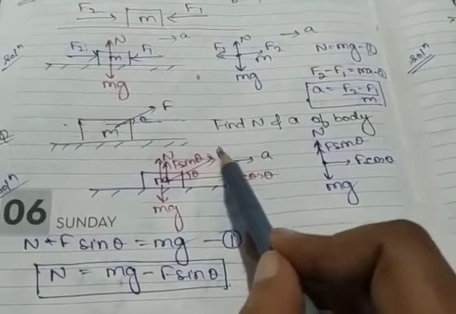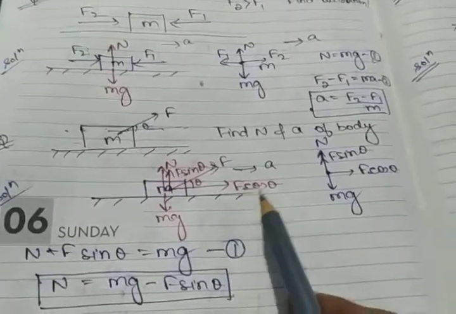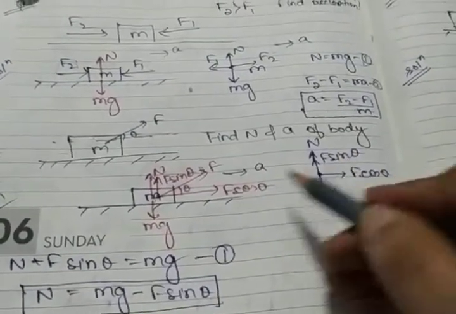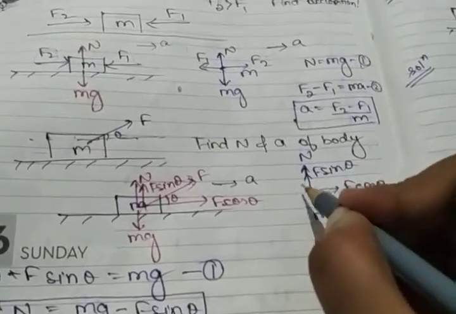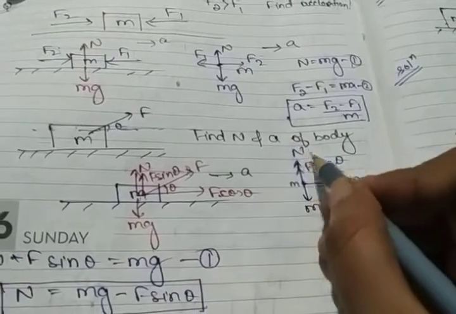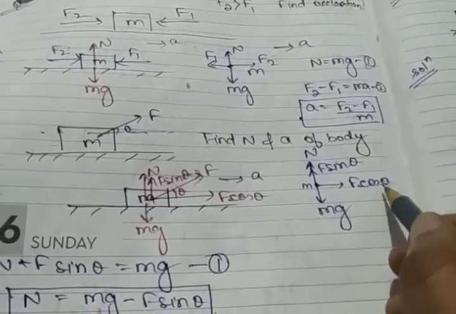So I have to resolve this force into two components. It is given that this angle is theta, so this will be F cos theta and this will be F sin theta. Let us draw the free body diagram. This is the mass m. Here mg downwards, normal reaction upwards, F sin theta upwards and F cos theta in this direction.